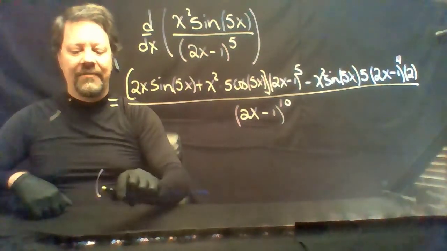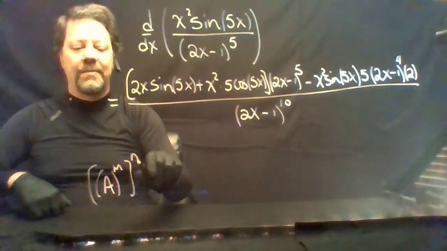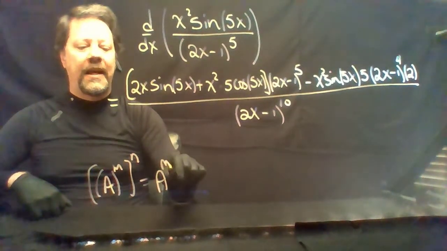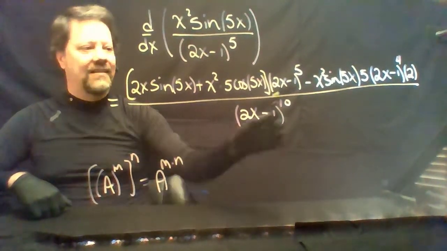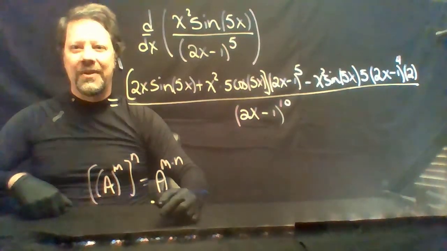And when we take some expression a to the m and raise it to the power n, that's a to the m times n. So when we square this expression, we get 2 times 5, that's 10 for the new exponent.